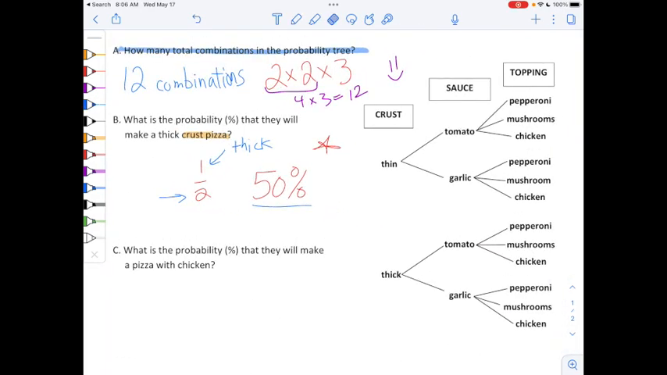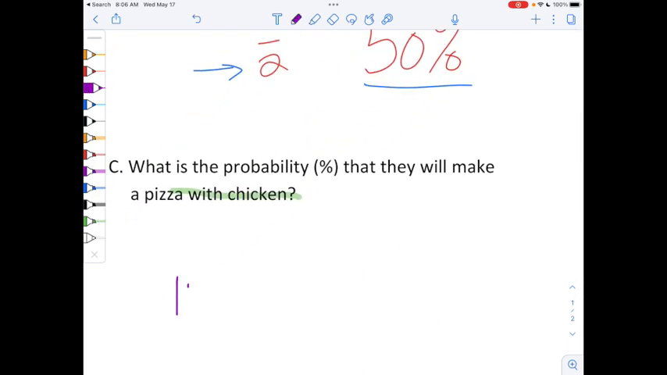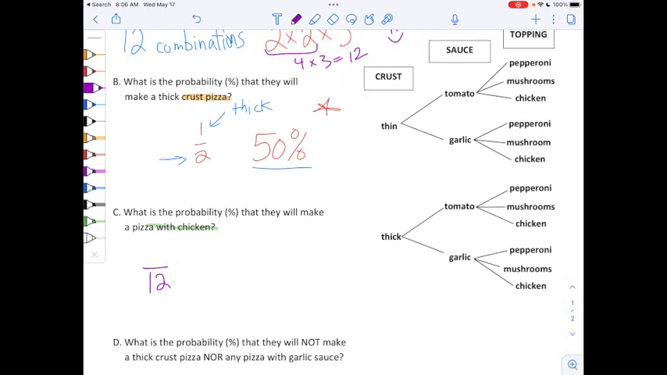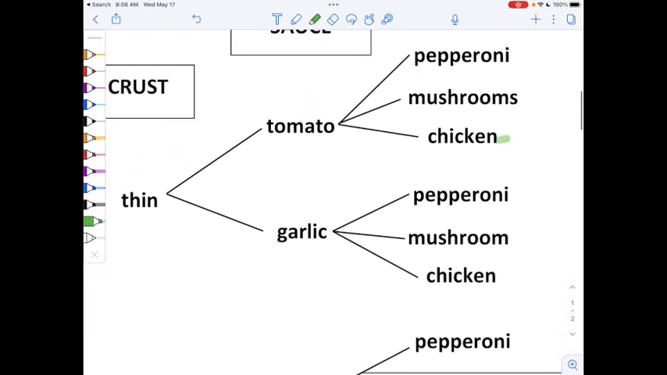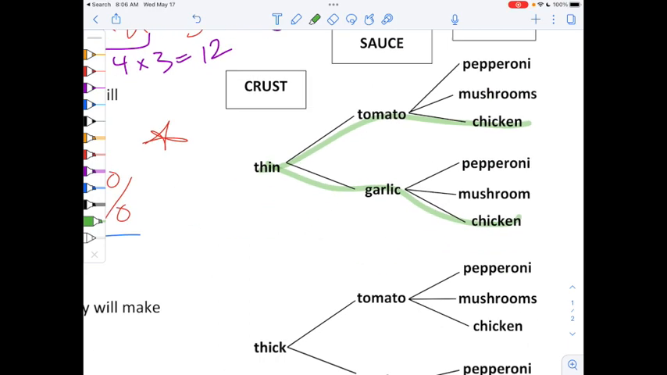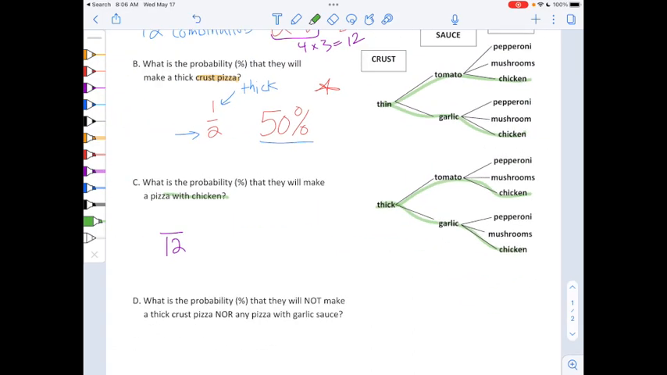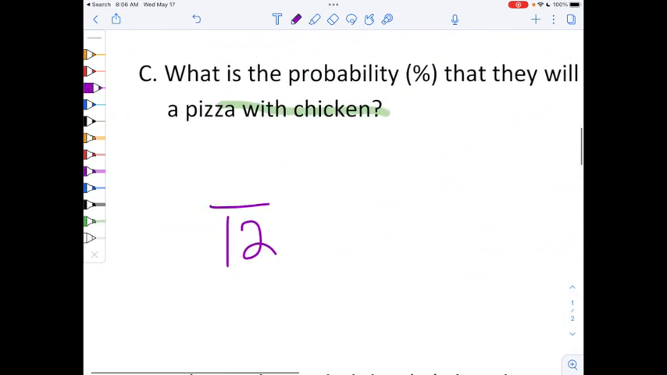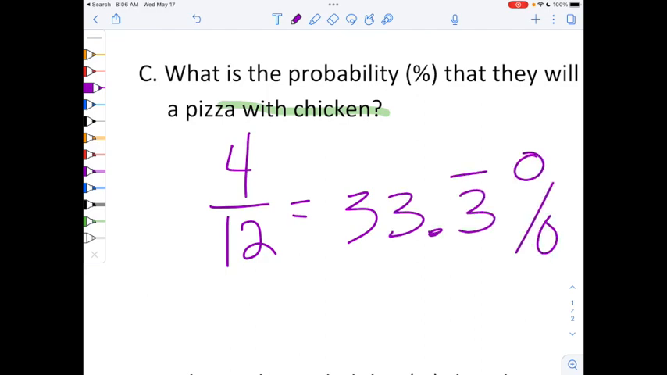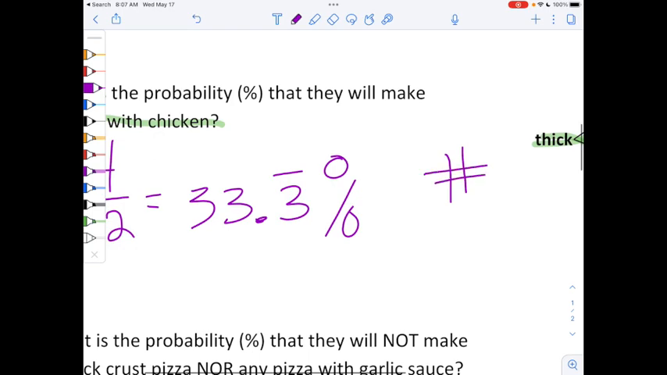Okay, the next one. What is the probability that they will make a pizza with chicken? All right, so again, we know that it's 12 combinations. So now let's find all of them that connect back to chicken. Here's 1, here's 2, here's 3, here's 4. So that is 4 out of 12. We put that one into our calculator. 4 divided by 12 times 100. We get 33.3 forever percent. If you have that one, you can give yourself a hashtag.